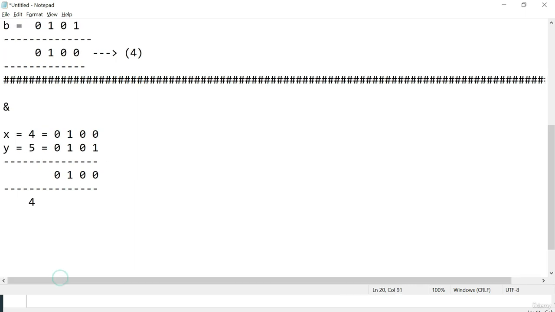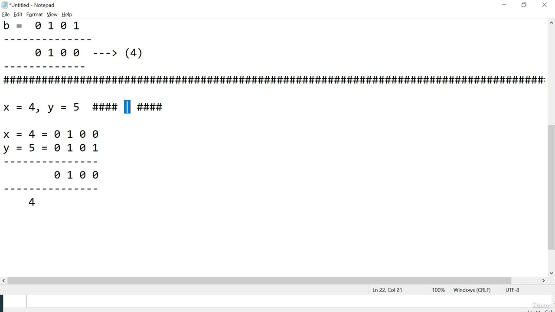Now, suppose x value I am taking as 4 and y value I am taking as 5. Now what operator am I trying to apply? I am trying to apply the OR operator. The OR operator is denoted with the pipe symbol. With this pipe symbol we can denote the OR operator.